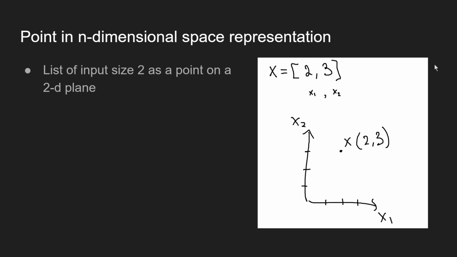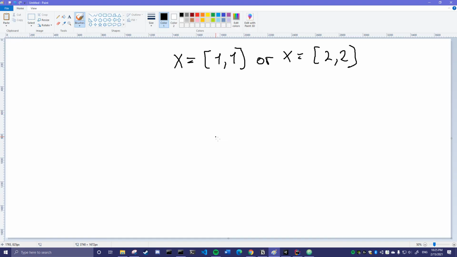To understand this problem even better, we can imagine our list as a point in n-dimensional space. So for example, an input list of x equals 2, 3 in 2 dimensions will be a point on a 2D plane, so something like this on the screen. Now notice that if our list is 1, 1 or 2, 2, it lies along this diagonal right here on our 2-dimensional plane.